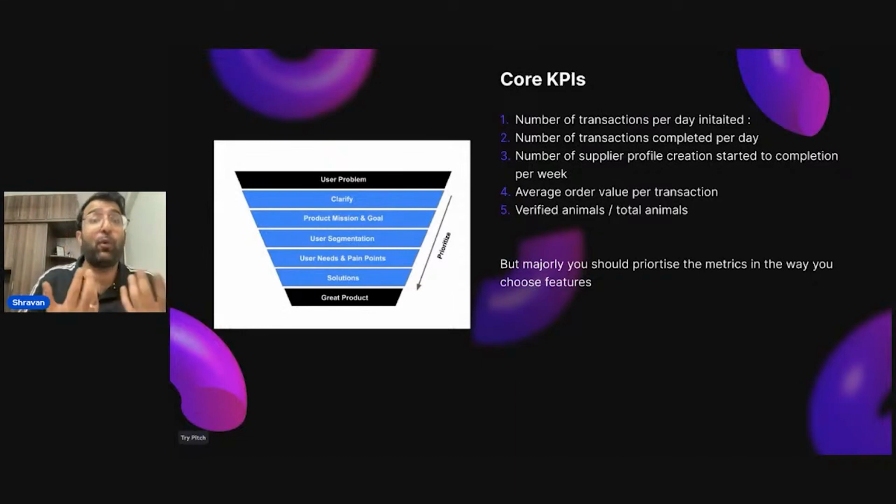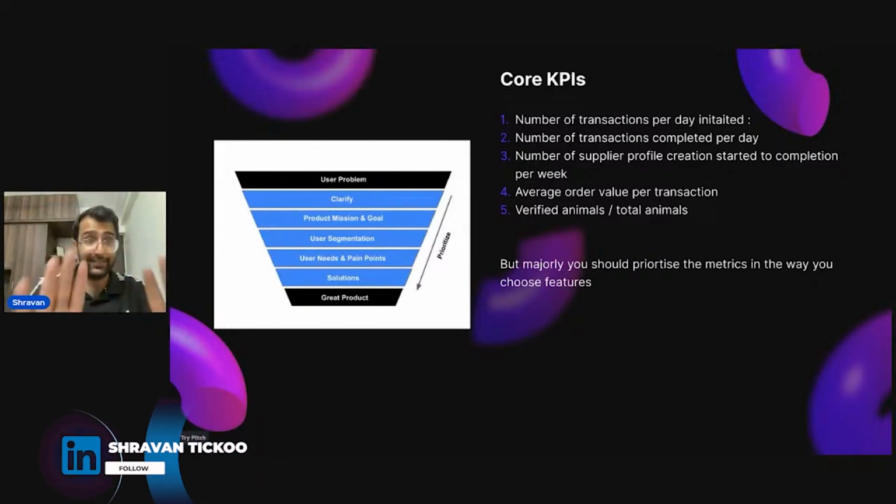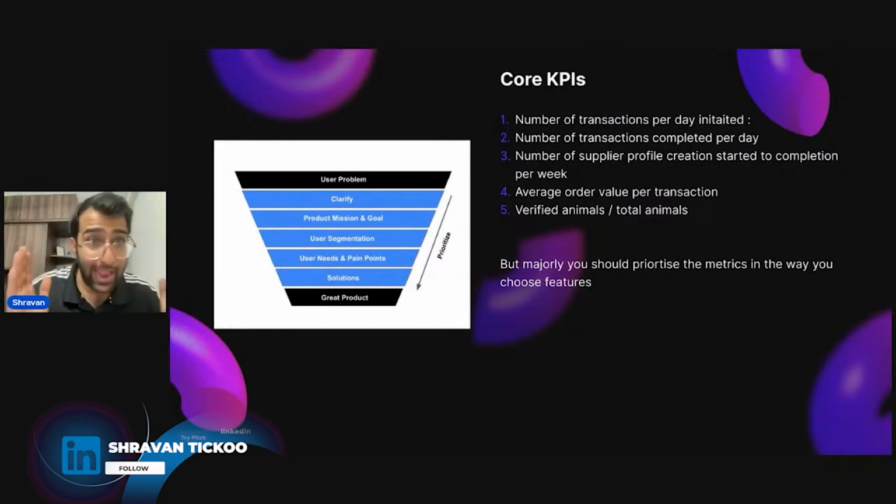Third, the number of profile creations that happened from an onboarding perspective, to the number of profiles which actually got completed per week, right? Then what is my average order value? Which SKUs are actually getting served? And last, how many verified animals are there on the platform in comparison to the total animals? So if you reach this point, this is where you end up building.